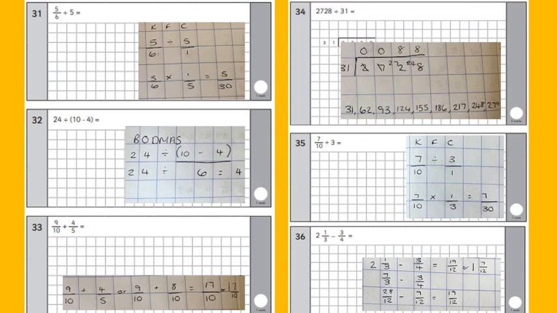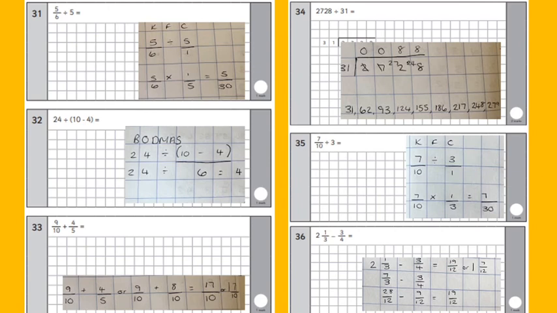Number 33, we've got 9/10 add 4/5. So the only issue here is that the denominators are different numbers. However, it's nice and easy to see how you could change the 4/5 into tenths. And I would do that by multiplying both my denominator and my numerator by 2. So I'd have 9/10 add 8/10, and that would equal 17/10. Or you could turn that into 1 whole and 7/10, because you would have 7/10 remaining.